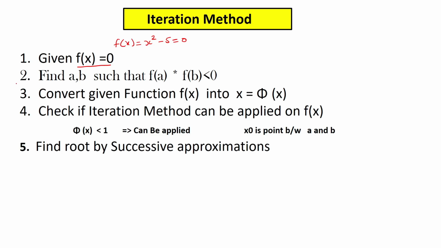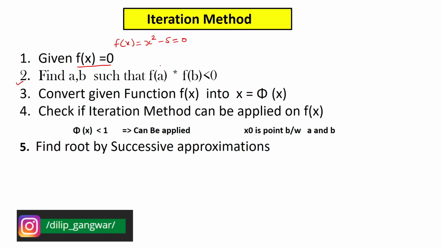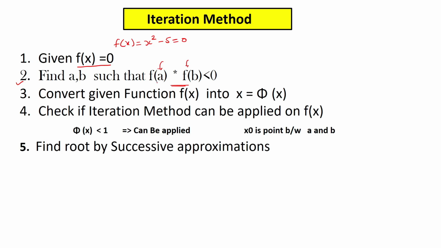For that, the second step says that you have to find two points a and b such that if you put the values of a and b in the function f, this condition is satisfied. We have seen this condition in the regula falsi method and the bisection method also. This condition says that f of a and f of b should be of opposite sign. That means f of a can be negative and f of b can be positive, or vice versa. After finding such a and b, we will go to the next step.